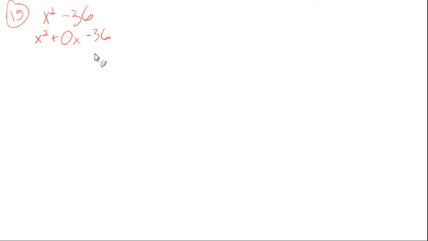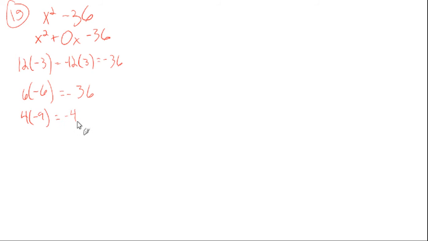So we need 2 numbers that multiply to make negative 36 and add to make 0. So what 2 numbers could multiply to make negative 36? We could do 12 times negative 3. We could do 6 times negative 6. We could do negative 12 times positive 3. This would be negative 36. This would also be negative 36. We could do 4 times 9, 4 times negative 9, or negative 4 times positive 9.